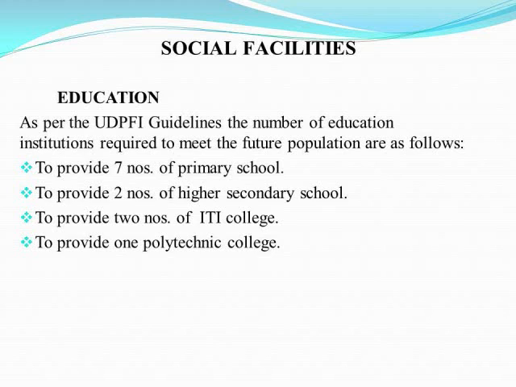As per the UDPFI guidelines, the education institutions required to meet the future population are 7 primary schools, 2 higher secondary schools, 2 ITI colleges, and 1 polytechnic college.